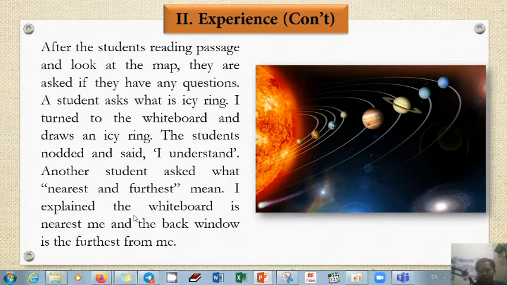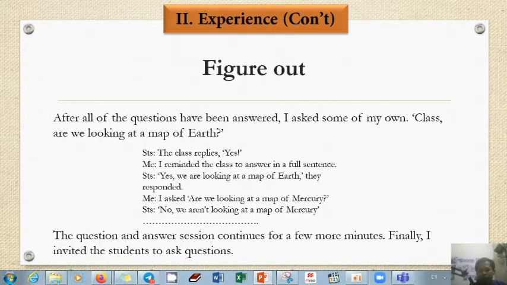Teachers, I explained that the whiteboard is the nearest. The whiteboard is nearest to me. It's so close to me. And near means the word close. And the back window in our class is the farthest from me. You see, they understand because I showed them the example in the class. And then I'm going to figure out more.